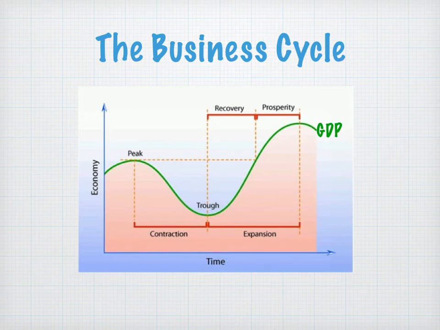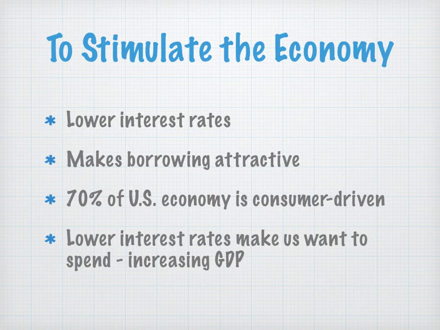The Federal Reserve wants to smooth out the ups and downs of the business cycle. So when the economy begins to contract, when GDP is declining, the Federal Reserve basically wants to press the gas pedal and get us out of that contraction and back on the road to a recovery as soon as possible. The Fed actually has several ways that they can do this. One way is to lower interest rates.